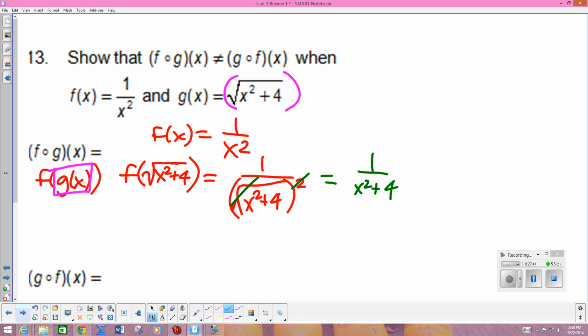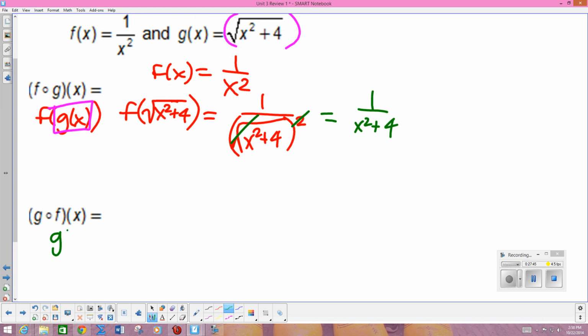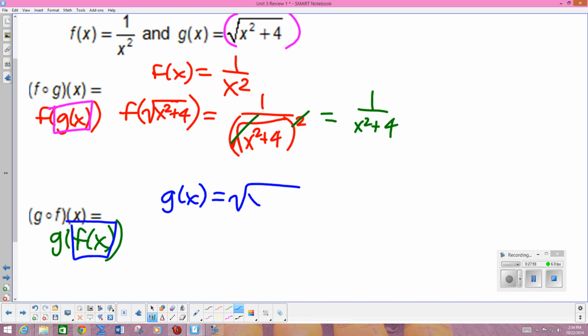So now I'm going the other way for this one. This one is g of f of x. So I'm starting with taking the f of x and subbing it into the g. So I know that g of x is equal to the square root of x squared plus 4. And so g of f of x is 1 over x squared.